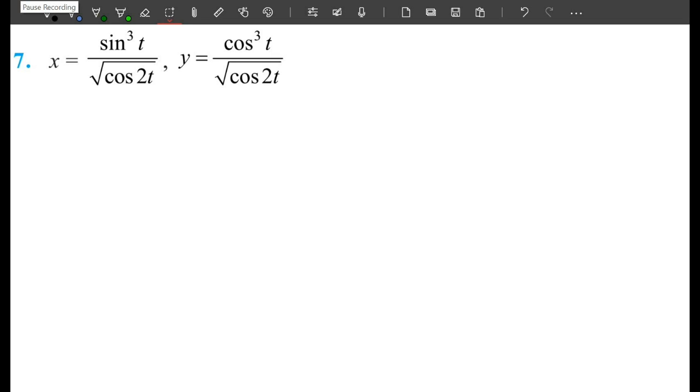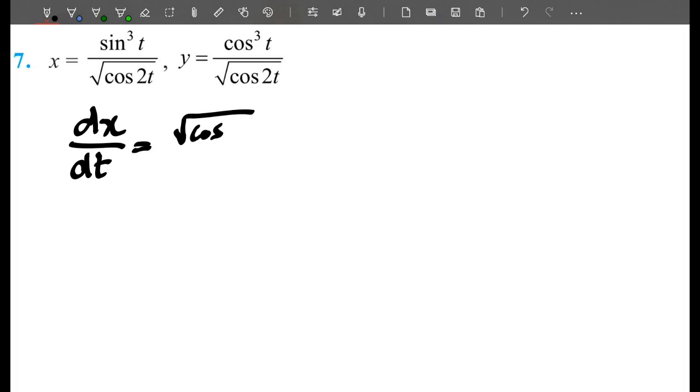We need to find dy by dx for this. Because t is a common variable there, let us try to differentiate with respect to t. So dx by dt will give us, it is of the form u by v, so we need to differentiate in u by v form.